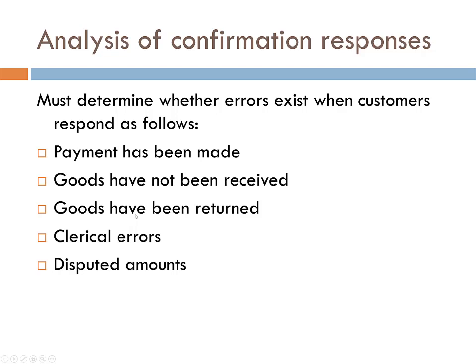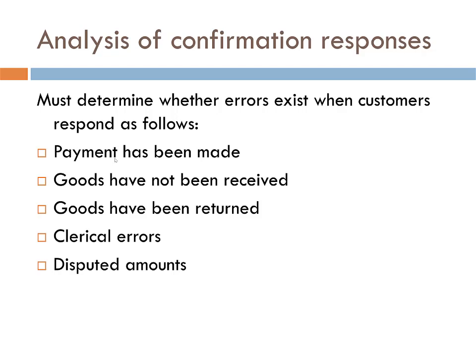Realizable value. Now, these all here, right? Goods have not been received. That might be a timing issue. Goods have been returned. That might be a timing issue. And payment has been made. That might be a timing issue. So let me explain to you what I mean by a timing issue here.